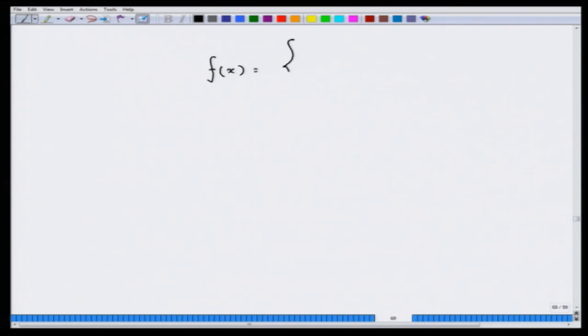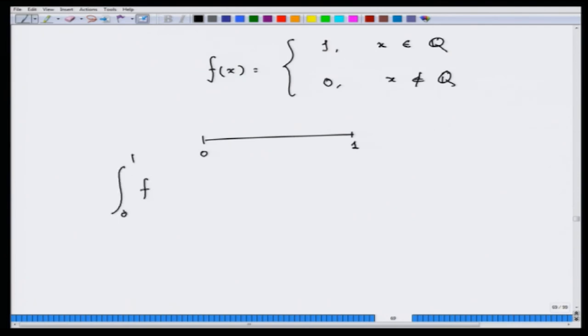The f(x) is equal to 1 when x is rational, that is x is in the set Q, and is equal to 0 when x is not a rational number, when it is an irrational number. Now, I want to integrate it. Let me partition it, just do it between 0 and 1. So, I want to ask what happens for this particular function.